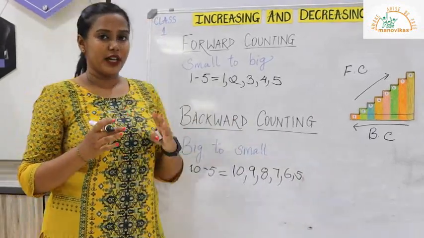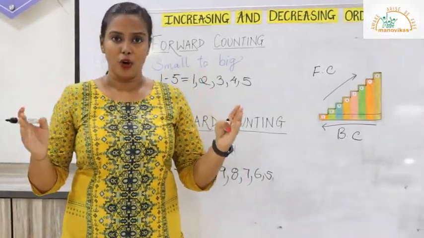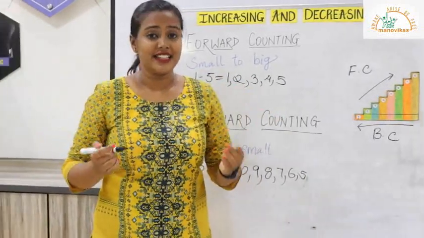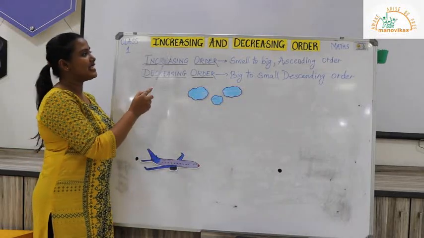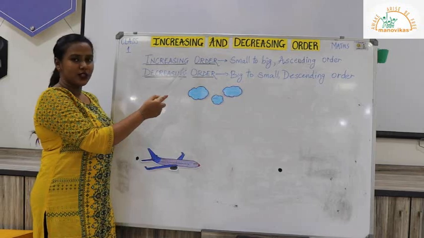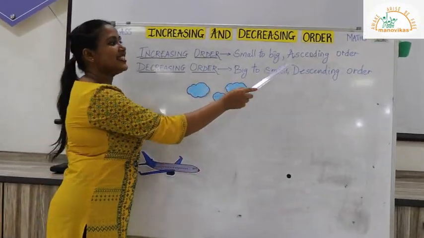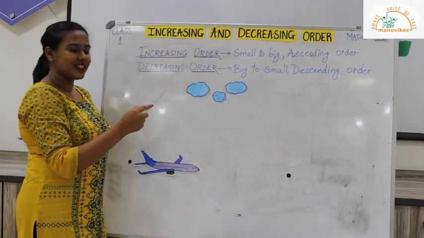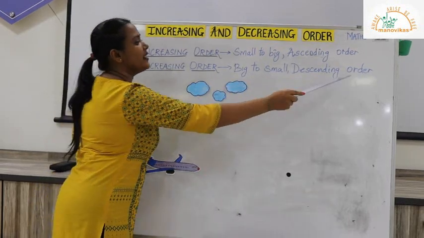But in our topic for today, we are going to arrange jumbled numbers in an increasing order or in a decreasing order. Now what is this increasing and decreasing order? Let us find out. Students, our topic for today is increasing and decreasing order. Now increasing order can also be said as small to big or ascending order, and decreasing order can also be said as big to small or descending order.